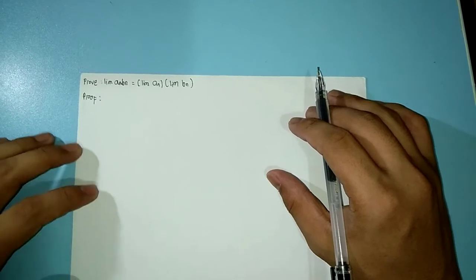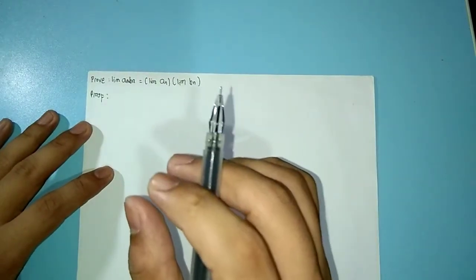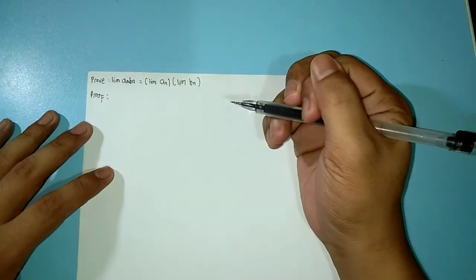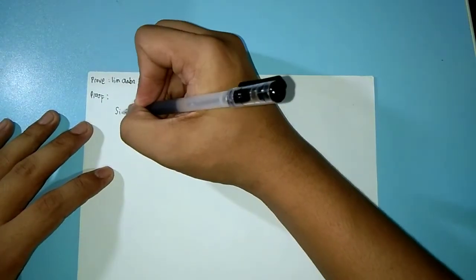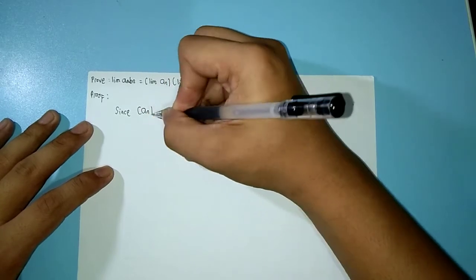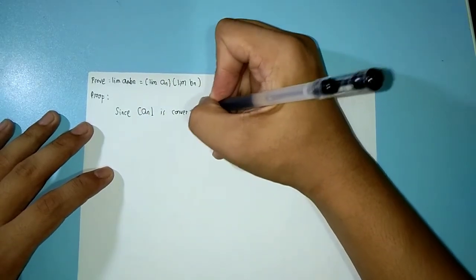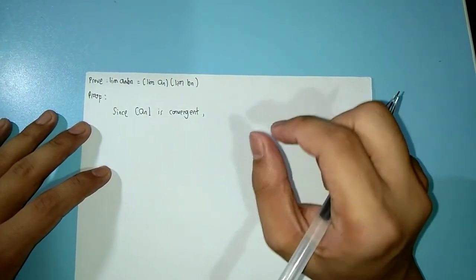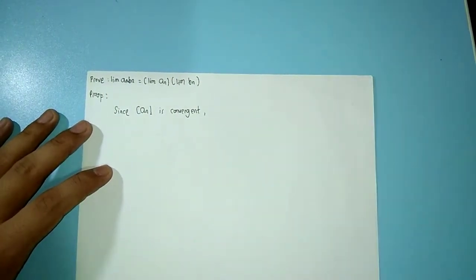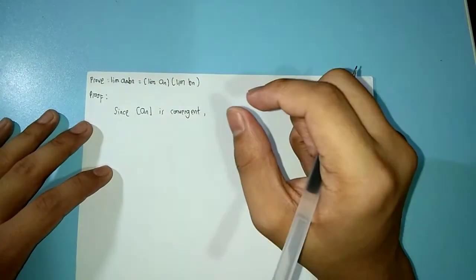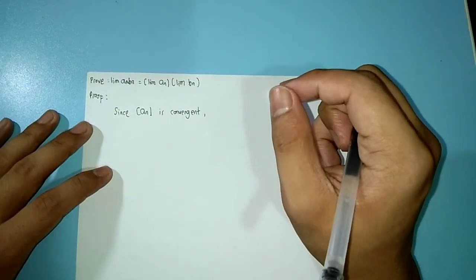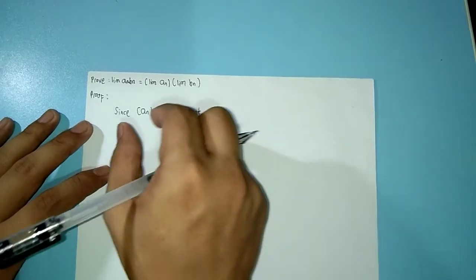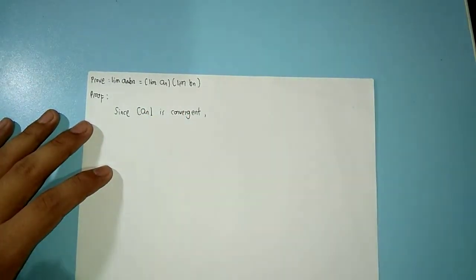Now let's prove the third property. Limit of a product is equal to the product of the limits. Okay? Now, for our proof, since yung sequence of a sub n is convergent, then katulad ng dinescuss ko or prinove ko last video, kapag daw convergent ang isang sequence, ibig sabihin yung sequence na yon ay bounded. So ibig sabihin, since ito ay convergent, bounded siya.